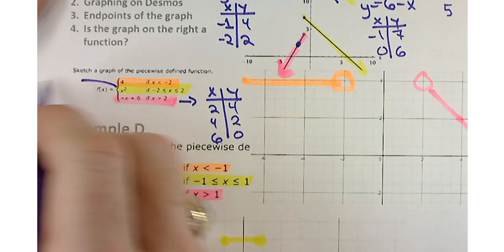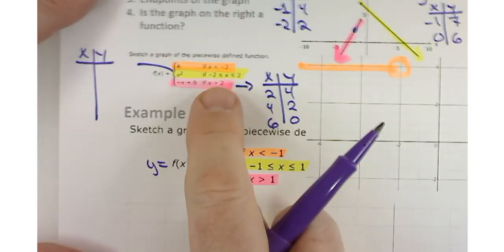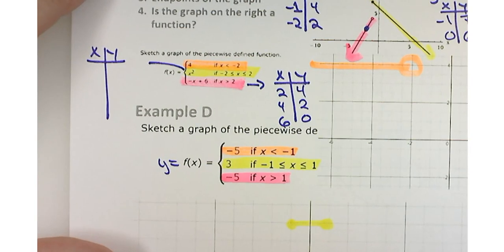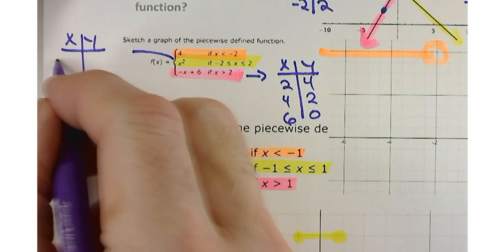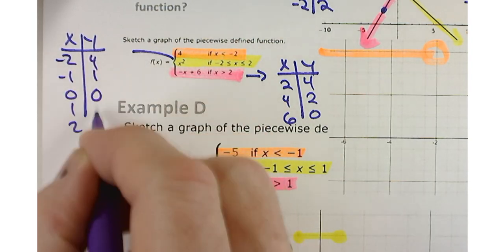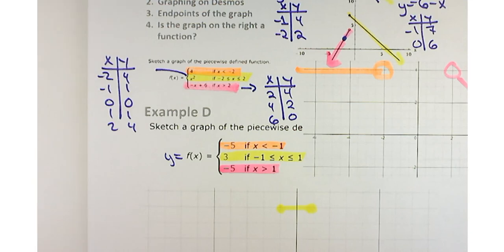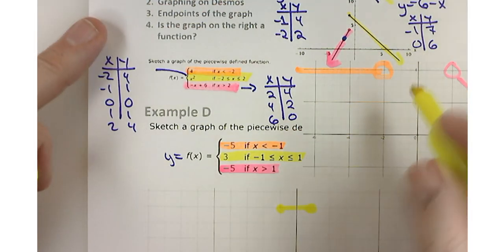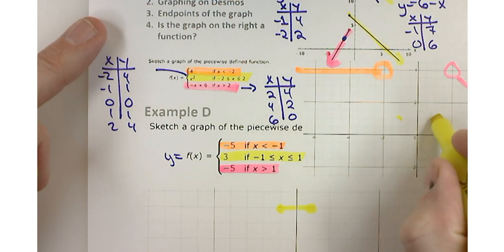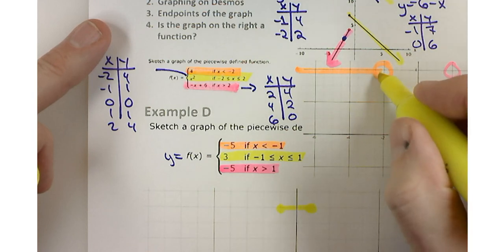Some points that you could plot: I would plot values of x between -2 and 2. So -2, -1, 0, 1, and 2. And you get some nice easy points there. The question is, when you graph this part of the parabola, what am I going to do at the endpoints of the parabola?